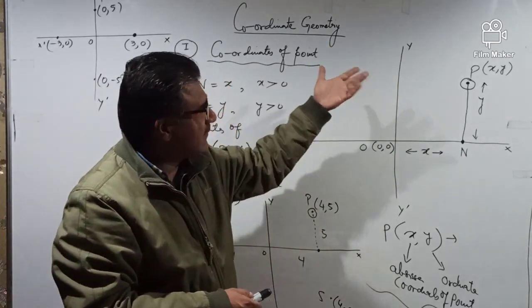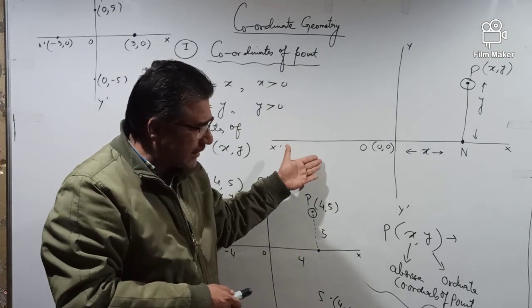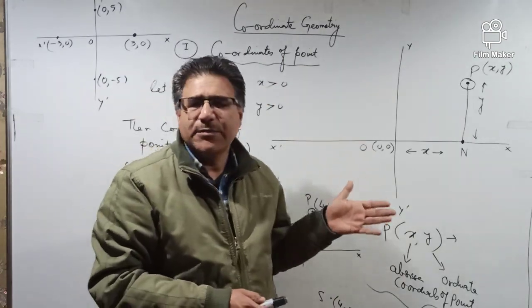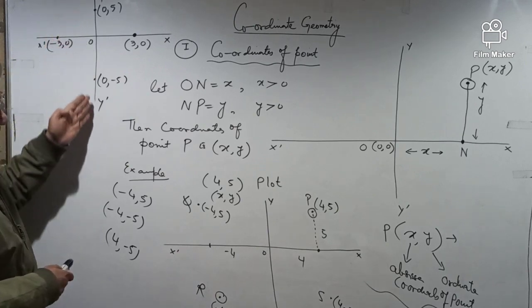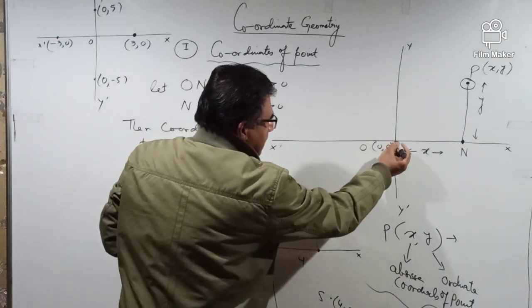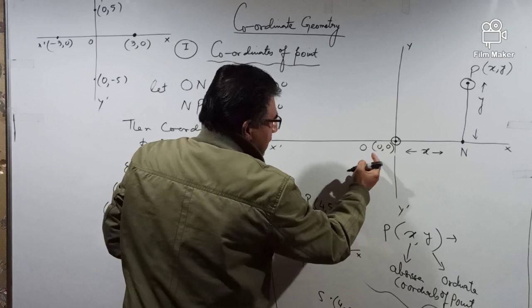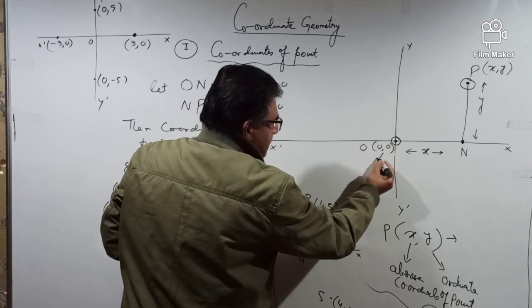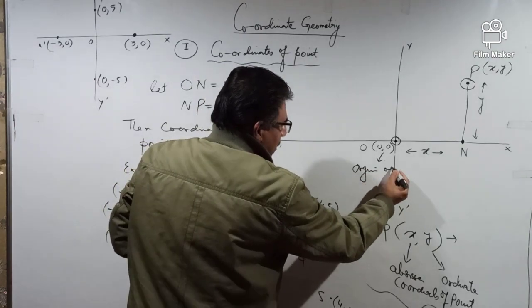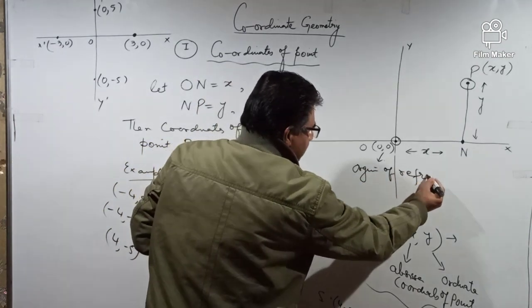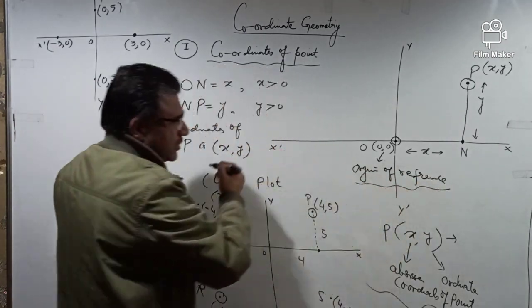Now the point can be in the first quadrant, it can be in the second quadrant, it can be in the third quadrant, or it can be in the fourth quadrant, or it can be on the x-axis, or it can be on the y-axis. Now again, this point here is the origin. The coordinates of this origin are 0 and 0. This is called the origin of reference.